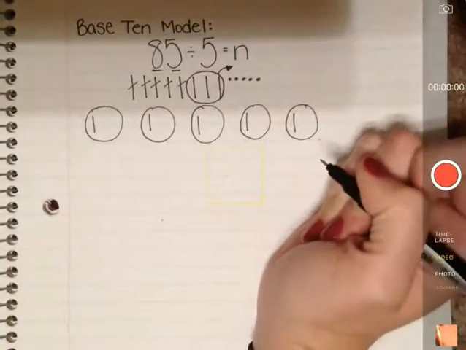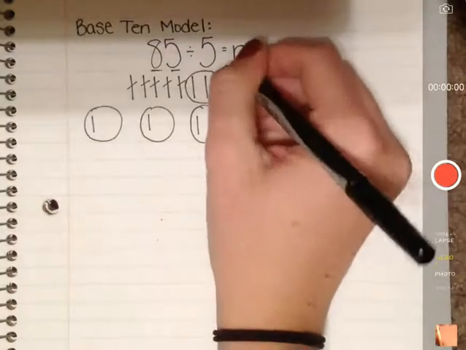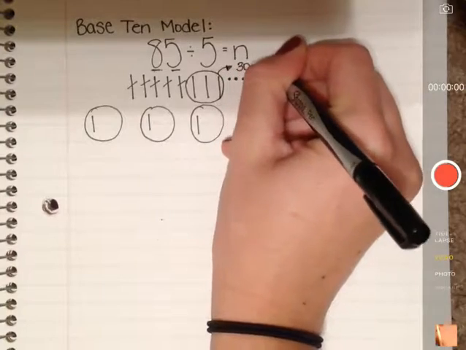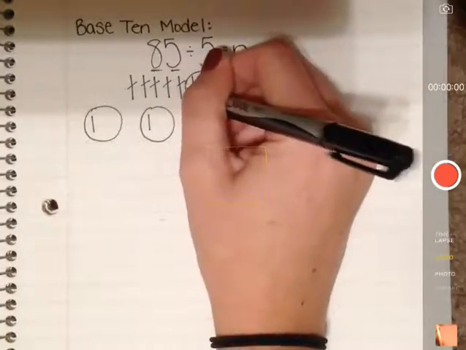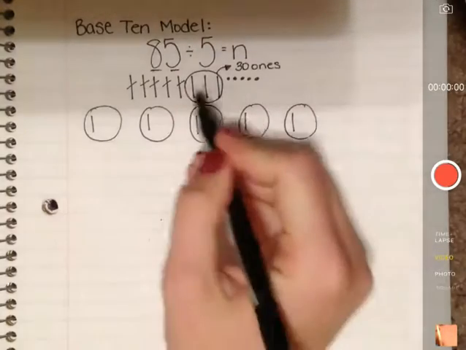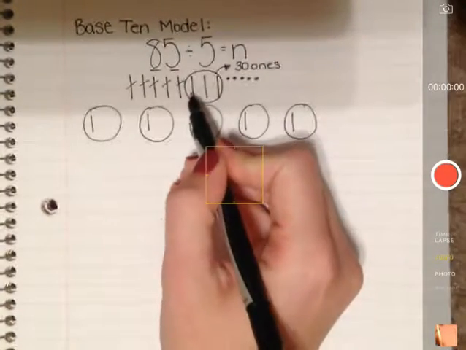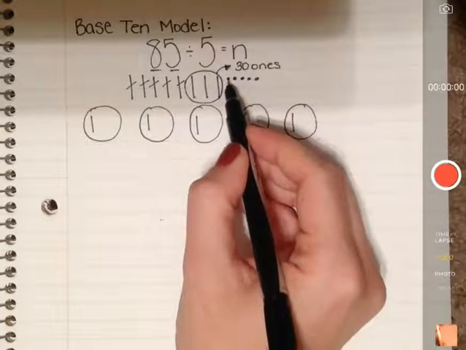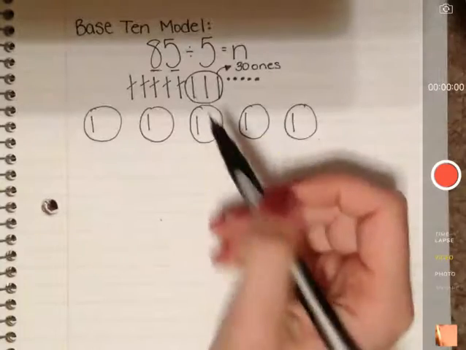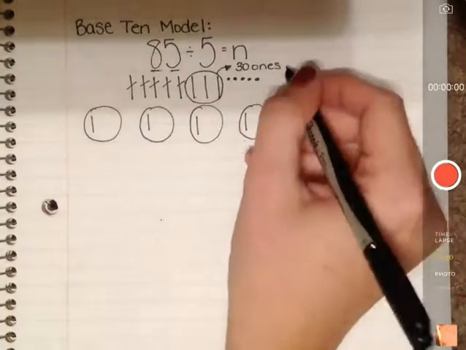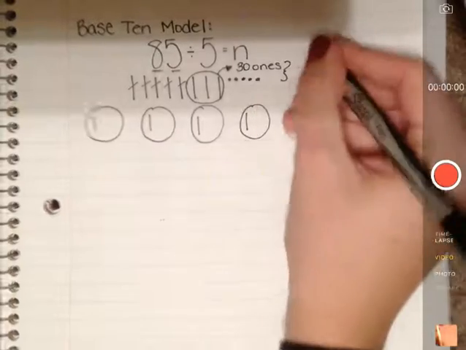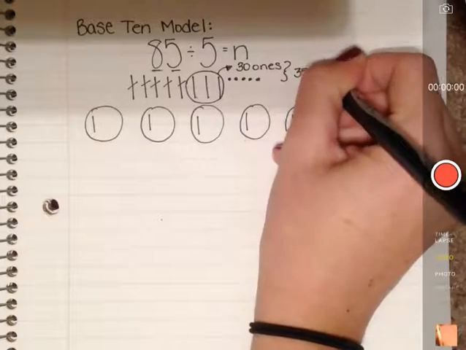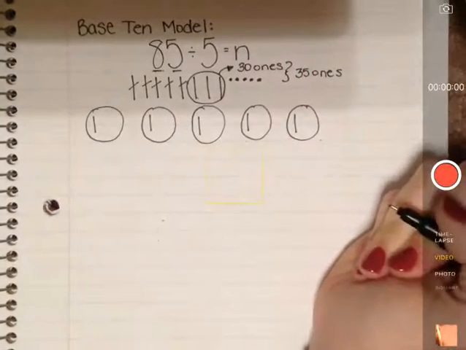When I regroup 3 10 sticks into ones, I now have 30 ones. Because each 10 stick is worth 10 ones, and I have 3 10 sticks, so 3 times 10 is 30 ones. Remember that I had 5 ones from my original base 10 drawing, so 30 ones plus 5 ones gives me a total of 35 ones that I still need to distribute.